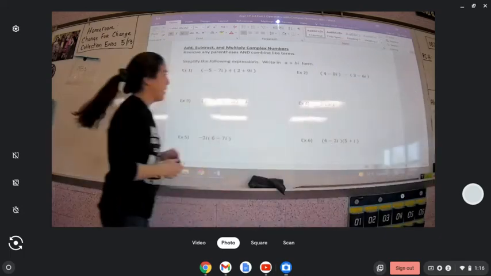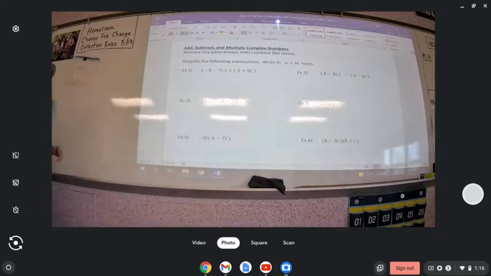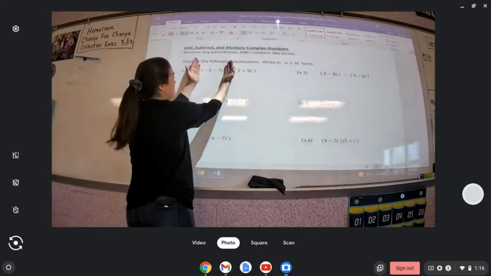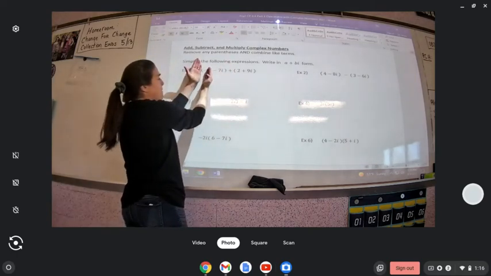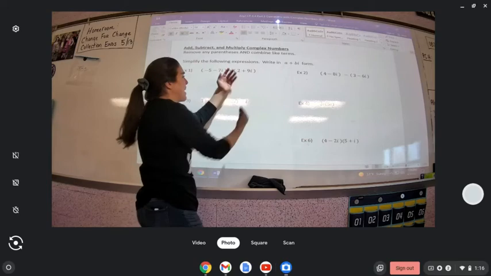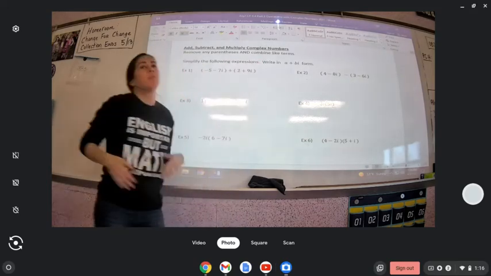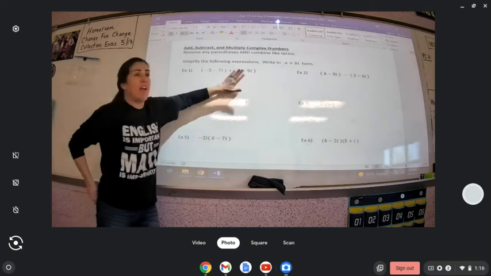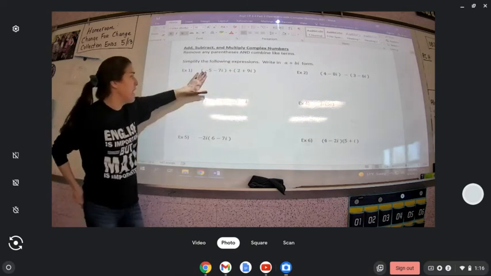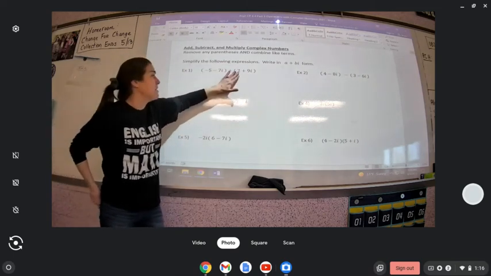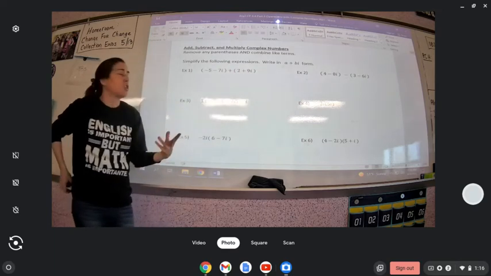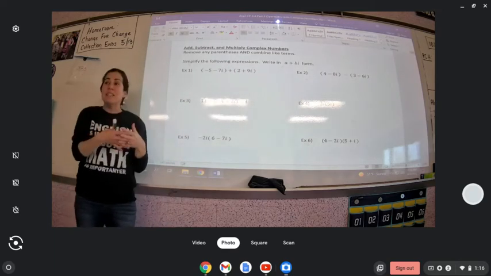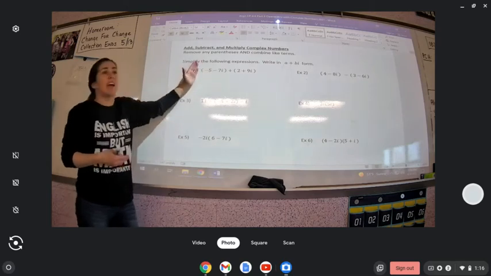All right, so look at example 1. Basically, in example number 1, they are telling you to take this complex number, negative 5 minus 7i, and add it with this complex number. Unfortunately, you're never going to be able to add anything until you get rid of the parentheses. And since we can't do anything inside the parentheses first, I can't take a negative 5 and minus 7i, I can't take a 2 and add a 9i, they're not like terms. So we always look to the outside to get rid of them.